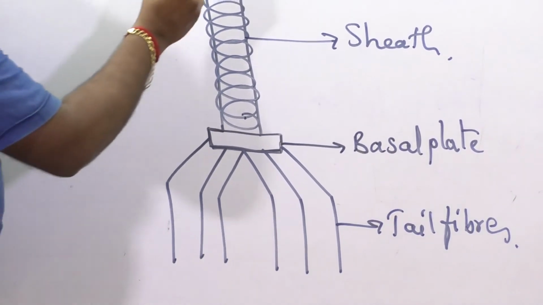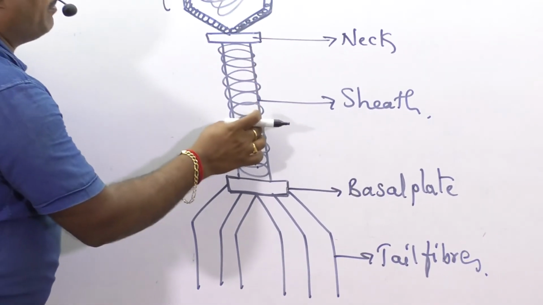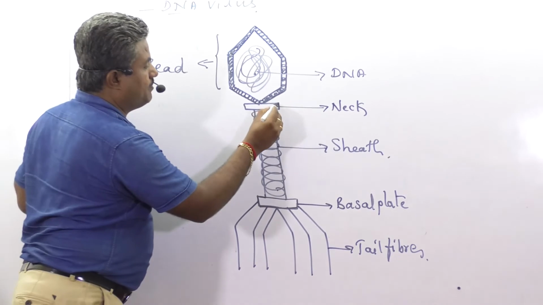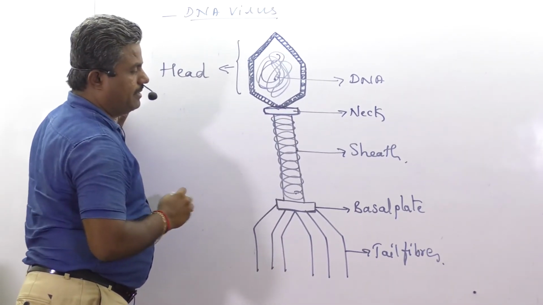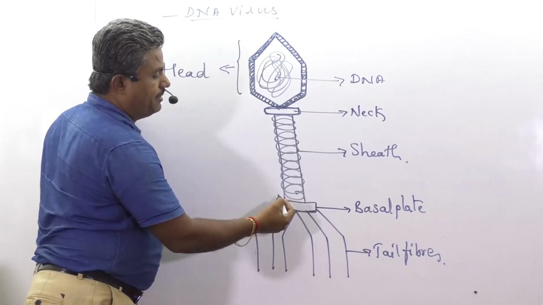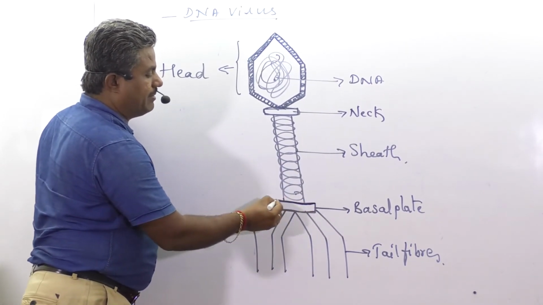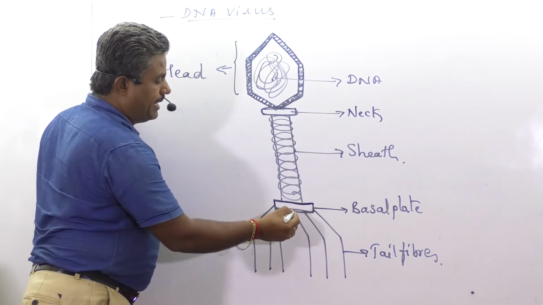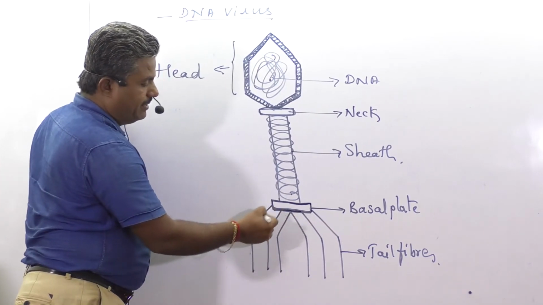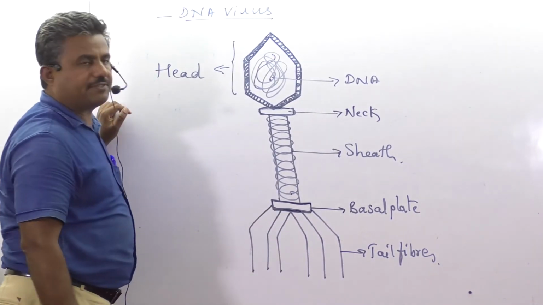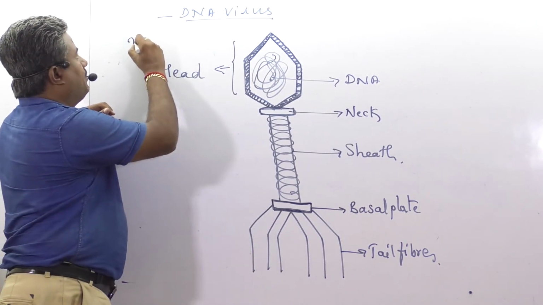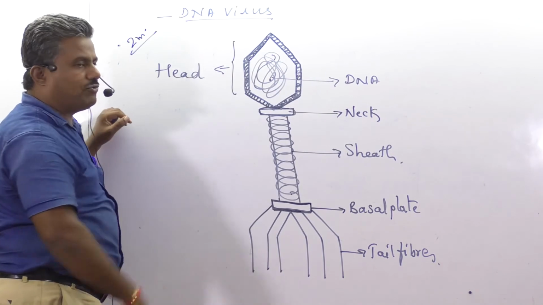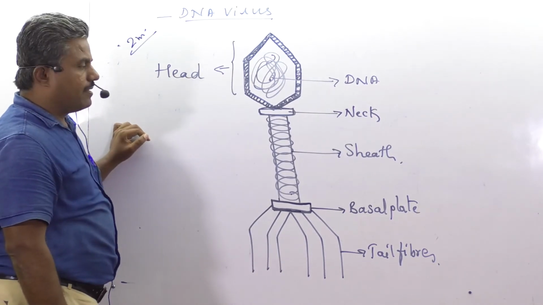Here, in between the middle part and the head, there is a small neck. This is covered with a protein sheath, ends with the basal plate, and from the basal plate there are 6 tail fibers that arise. This is the structure of bacteriophage as per 2 marks. Okay.